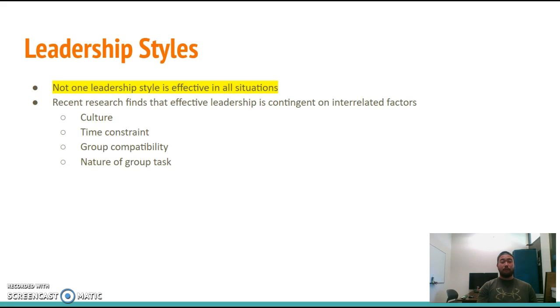Alright, so looking back at our basic 3 leadership styles, it's important to keep in mind that not one leadership style is effective in all situations. And in fact, recent research has found that effective leadership is actually contingent on factors such as culture, time constraint, group compatibility, and the nature of the group task.